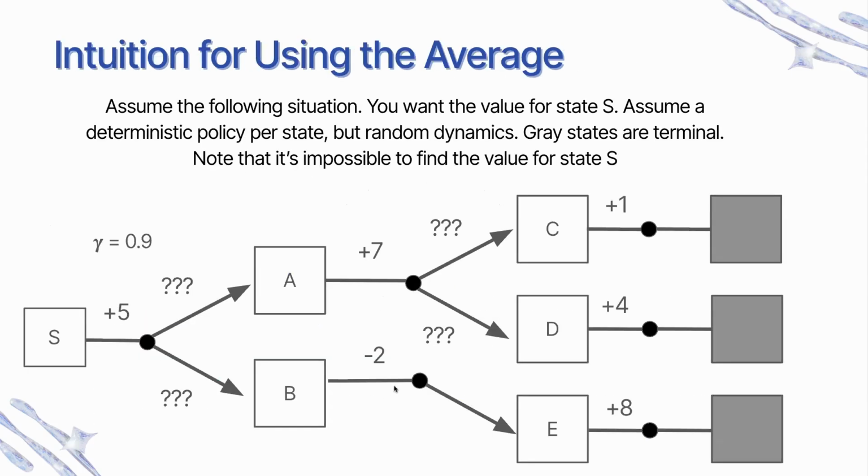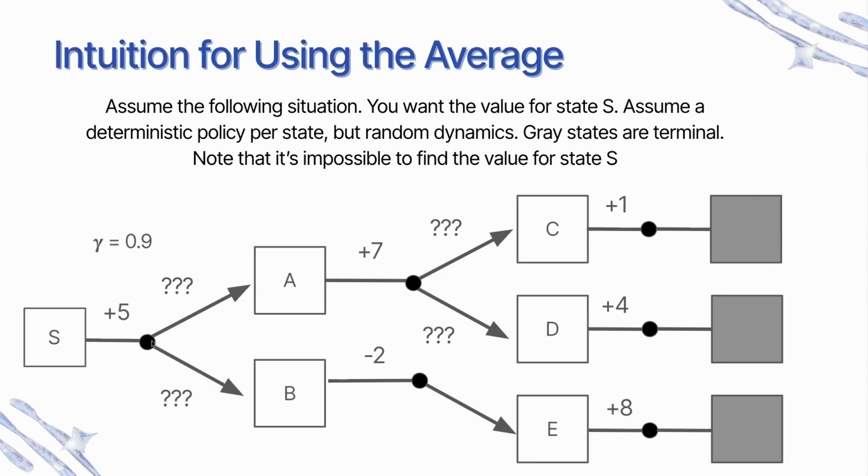So let's say you have this situation, okay? You want the value for state S. You assume a deterministic policy per state. So there's just one action per state and you'll definitely take that action. Okay. But there's randomness here in the dynamics, right? You don't know the dynamics here. You don't know the dynamics here. The gray states are terminal. Okay. These are like the end of the environment.